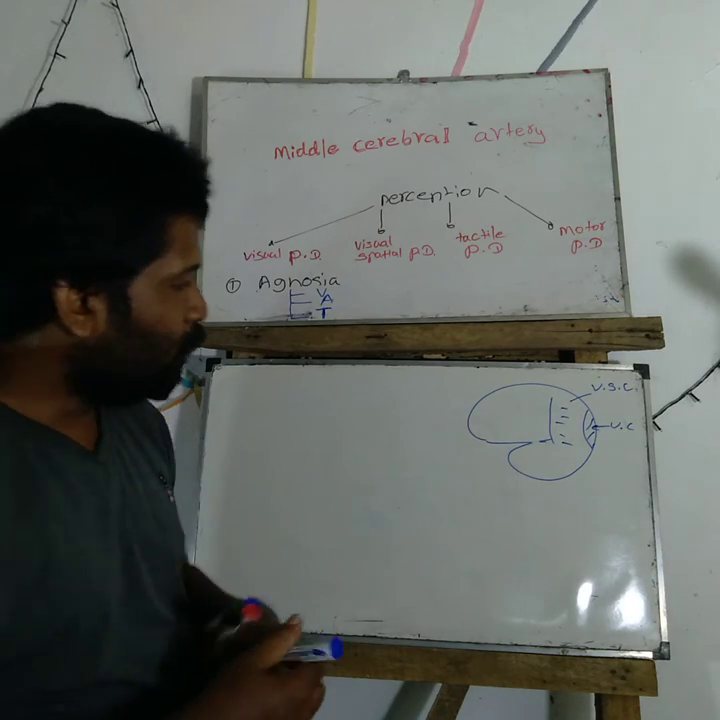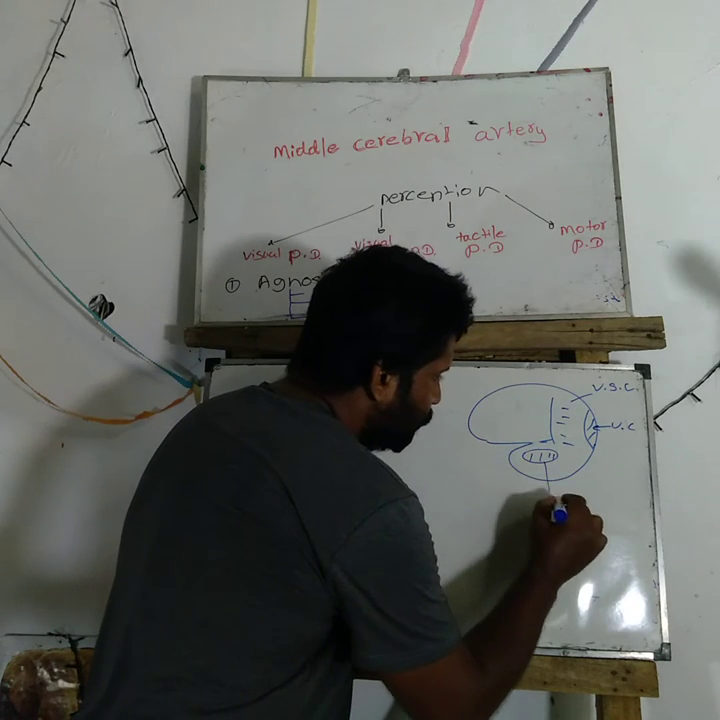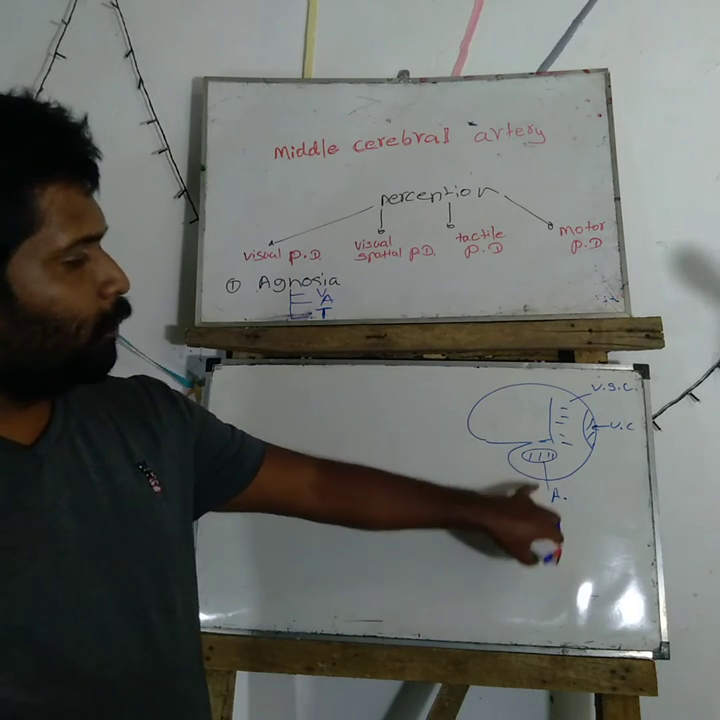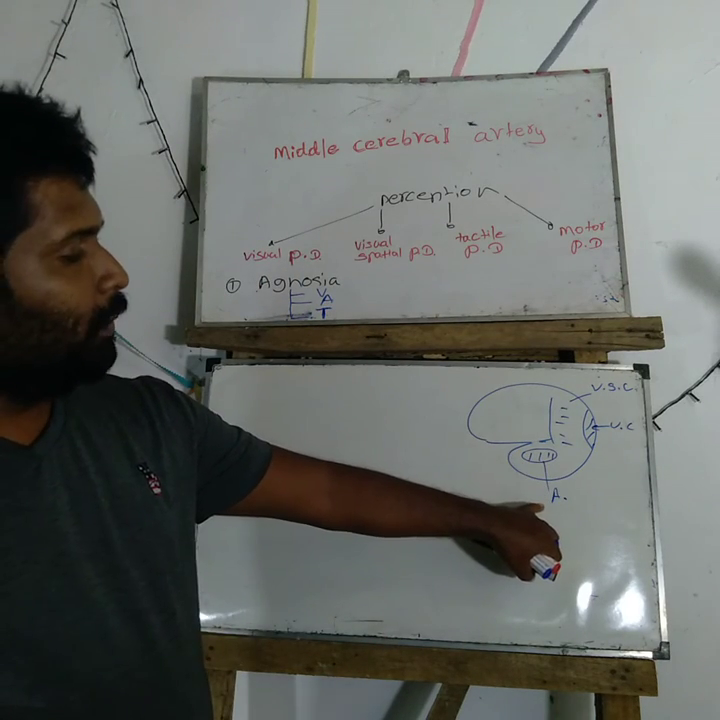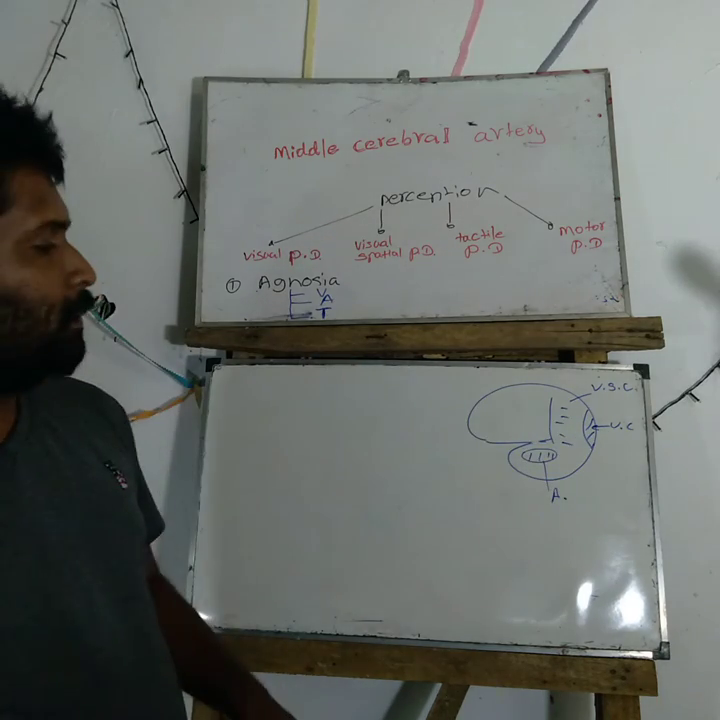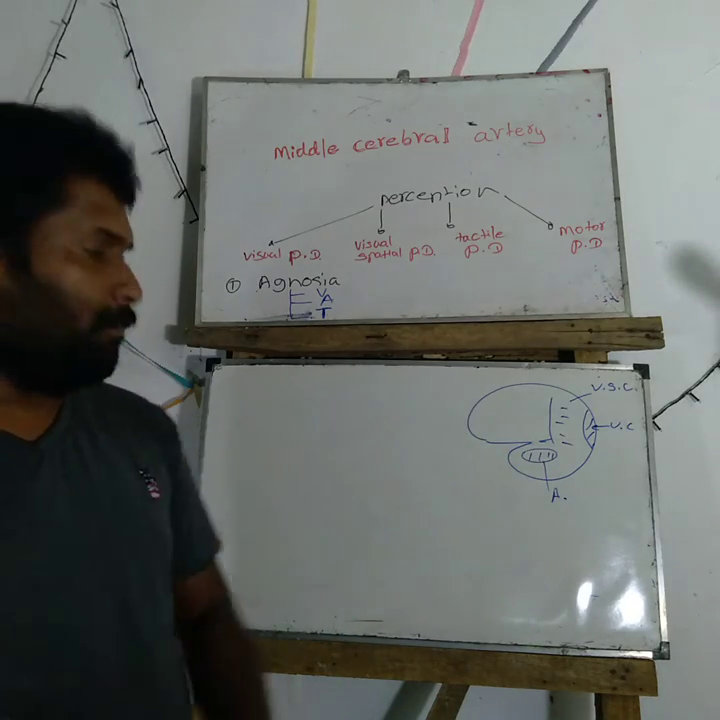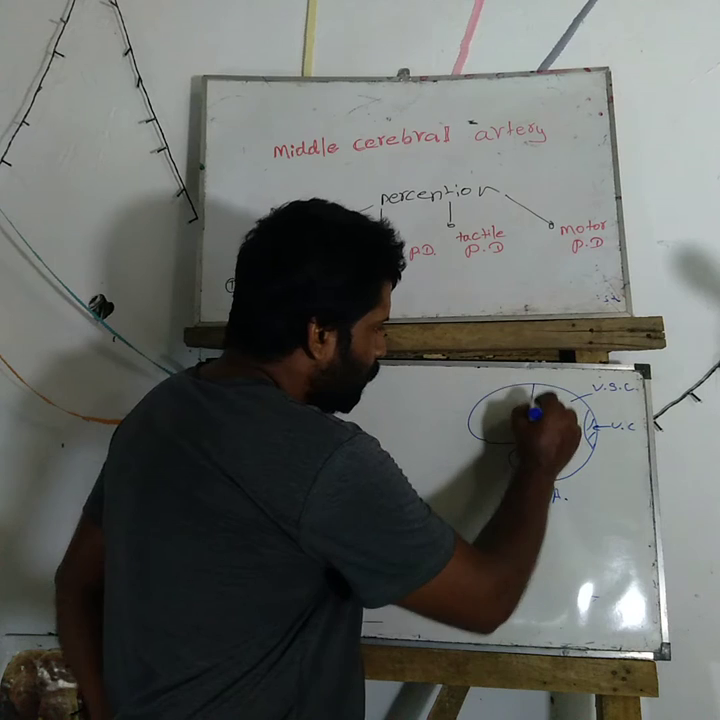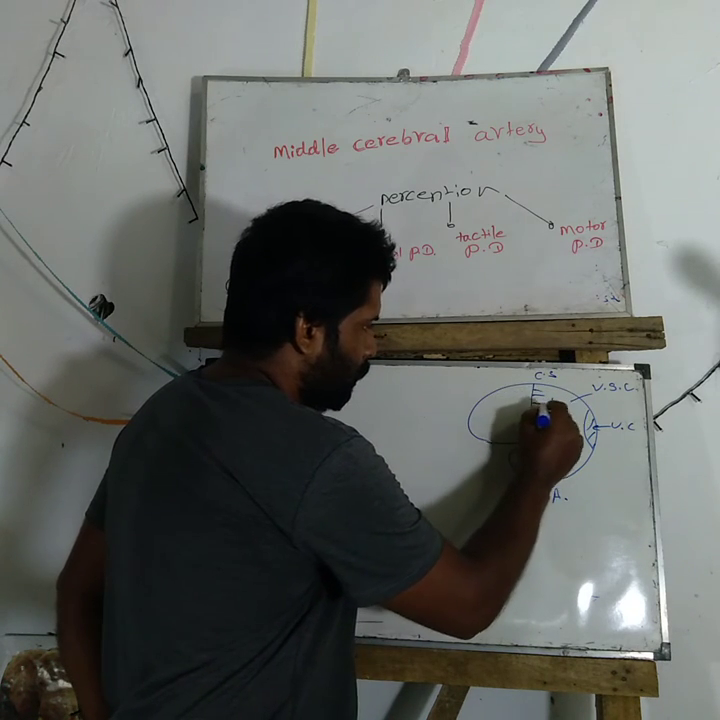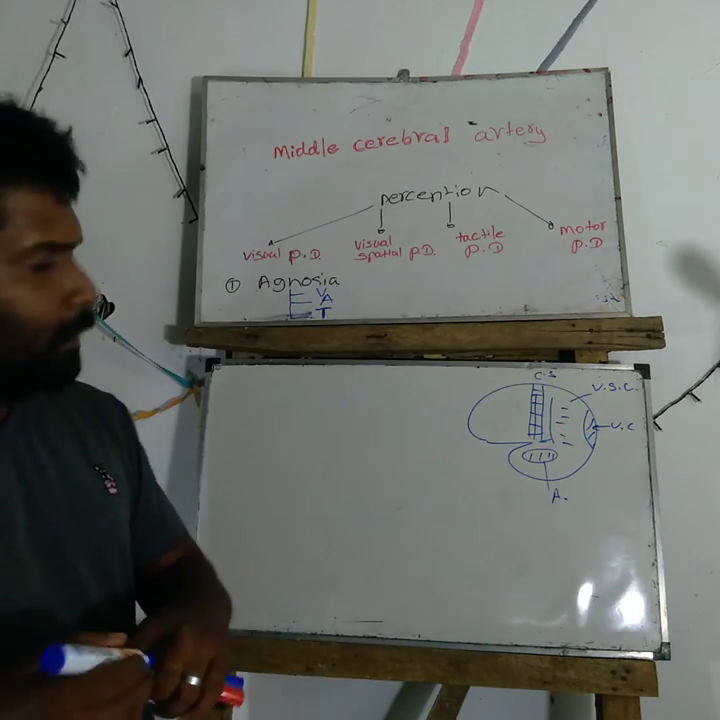Auditory also is there. This is the auditory area. The auditory area is also affected by middle cerebral artery damage. This patient also has an auditory problem. This is the sensory area, and this is the central sulcus. The sensory area is also damaged.